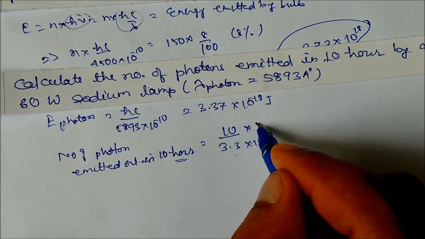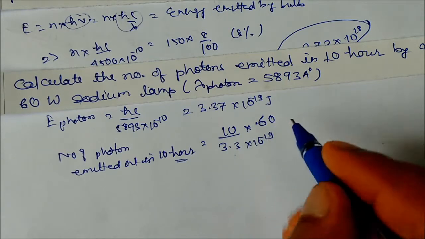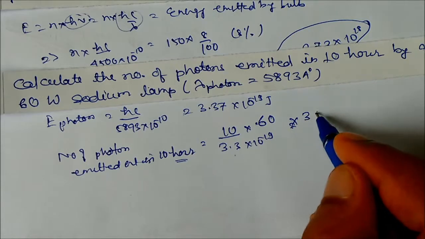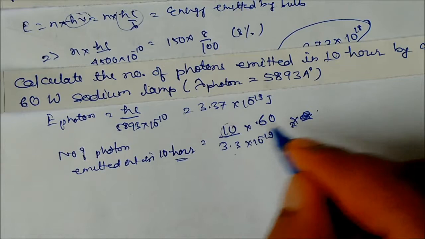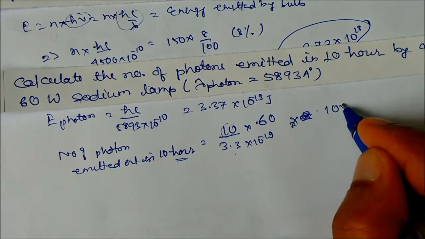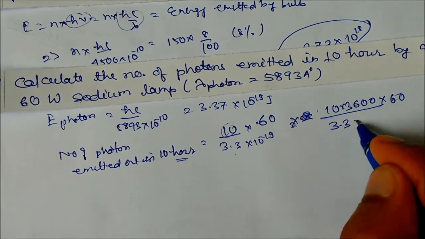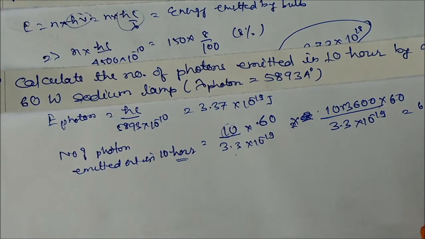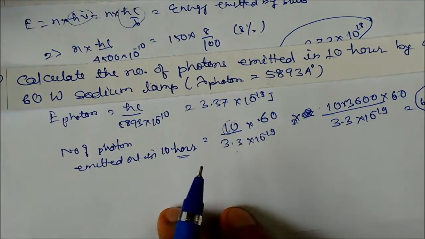So we have to convert the hours. The total power is given as 60 watt. Now convert into seconds. This is watt hours, and we have to convert to seconds also. So 10 hours means 10 into 3600 seconds, into 60, divided by 3.3 into 10 to the power minus 19. If you solve it, you will get 6.4 into 10 to the power 24. So this many photons are emitted in 10 hours.